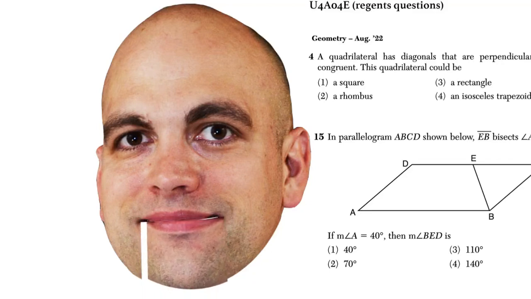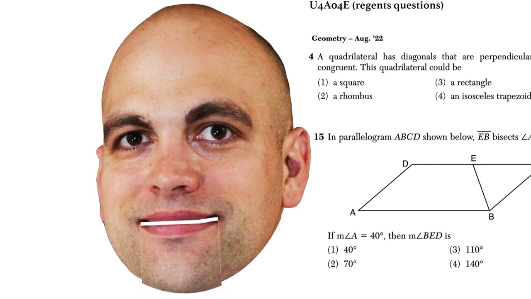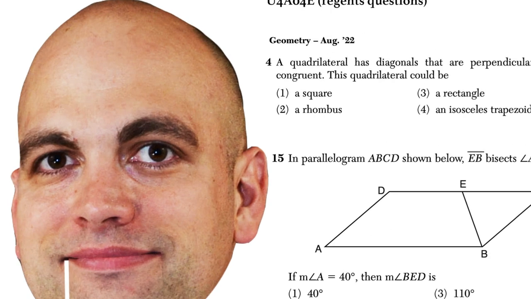What's up, geometry scholars? In today's class, we're going to be working through Regents questions involving various quadrilaterals, including the square, the rectangle, and everyone's favorite, the rhombus. Let's take a look at the first problem from this problem set, question number 4 from the August 2022 Regents.